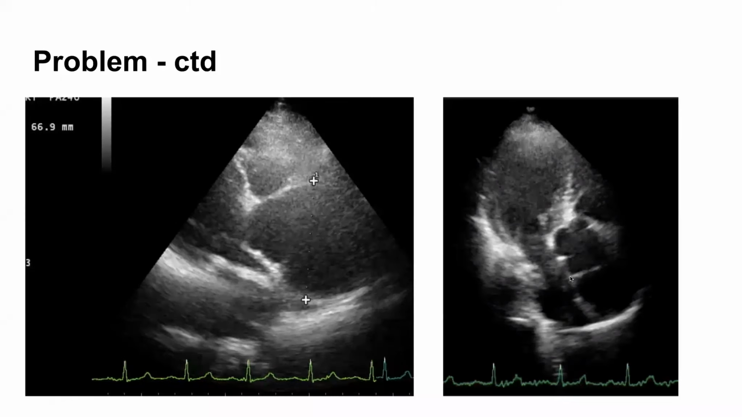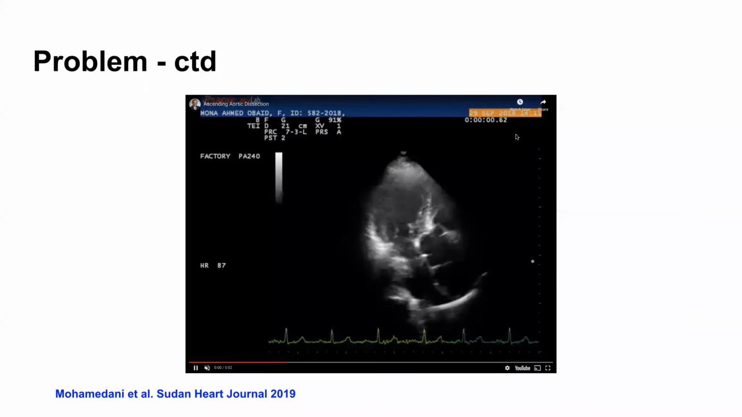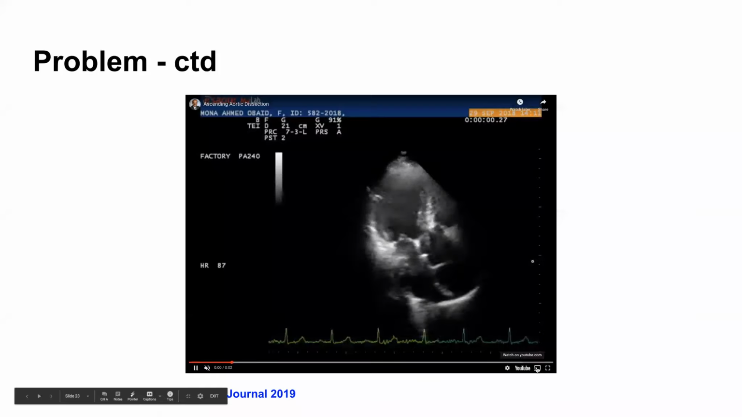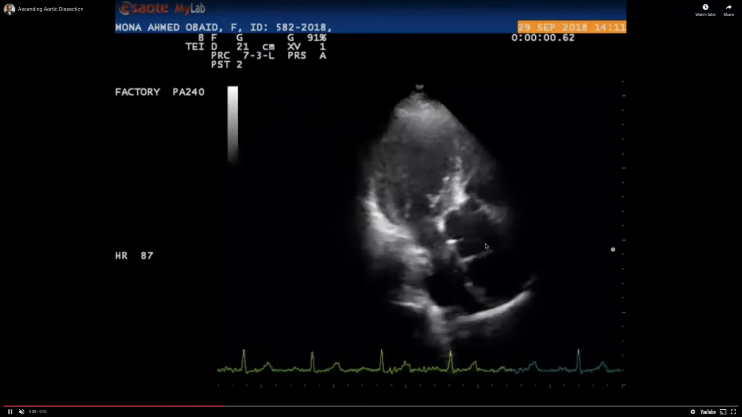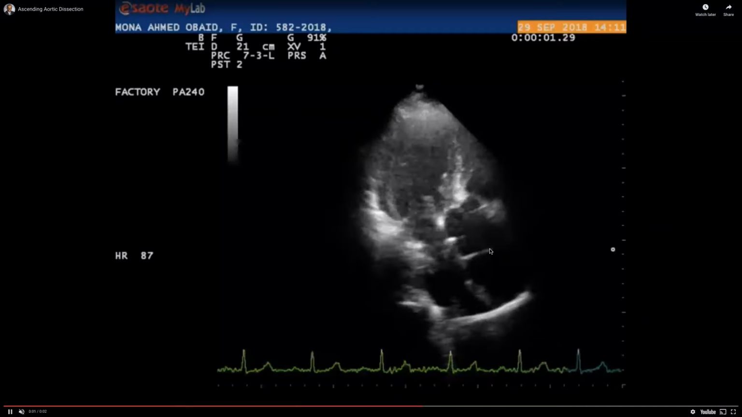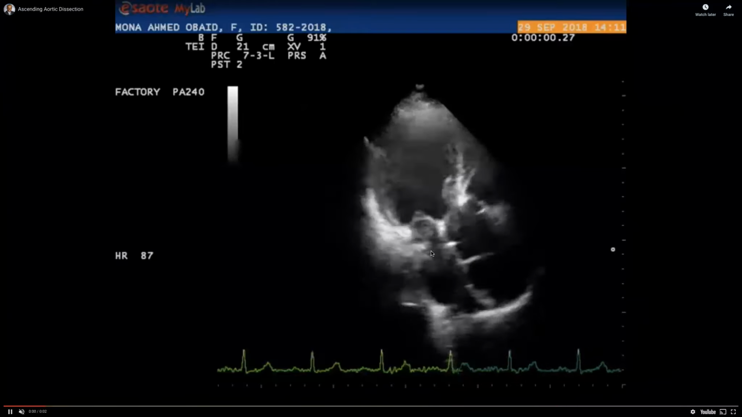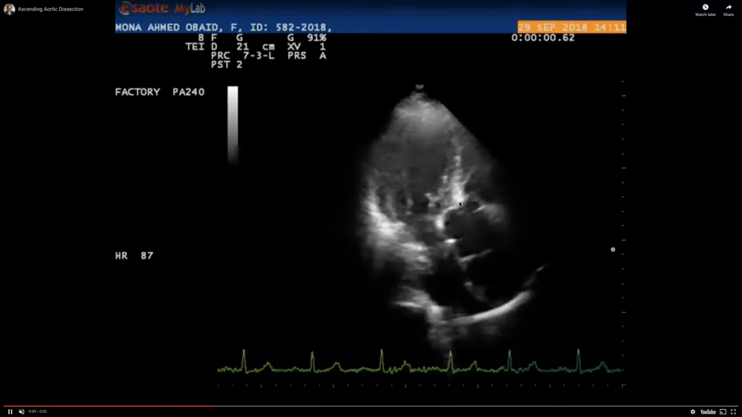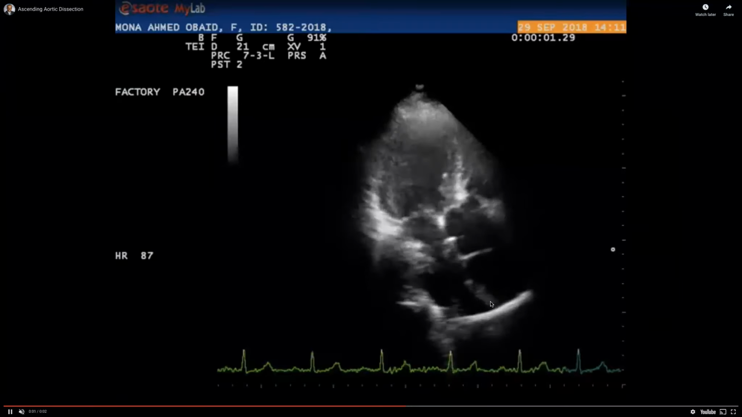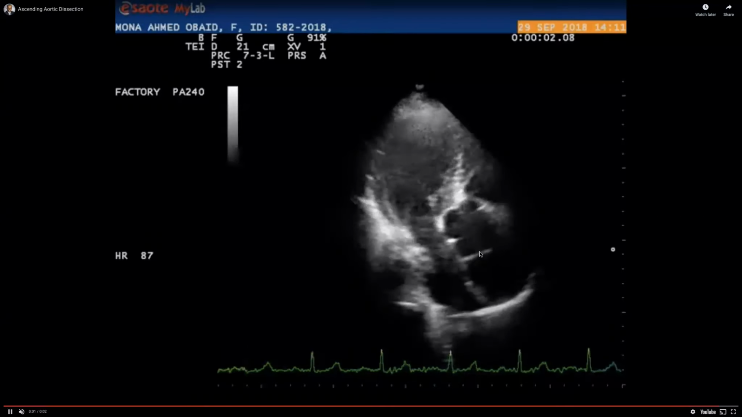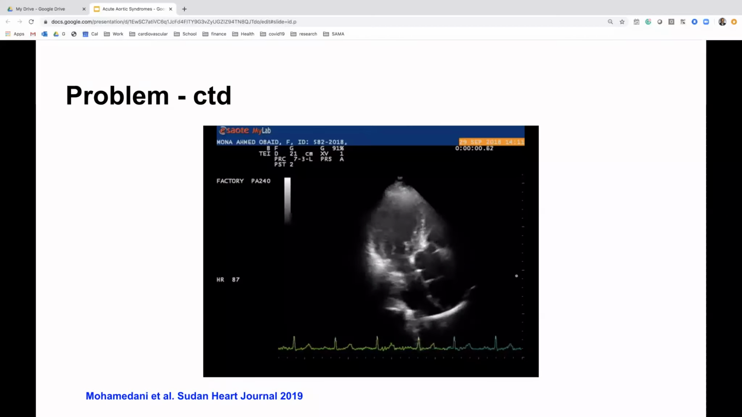And then you can see a hint of something here. So when you do the cine loop, if I loop this and enlarge it, as you can see here, this is a dissection flap. Just to orient you, this is the mitral valve, this is the aortic valve, and then you have the aorta coming out of the aortic valve, and here you see the dissection flap. So our patient here has ascending aortic dissection.